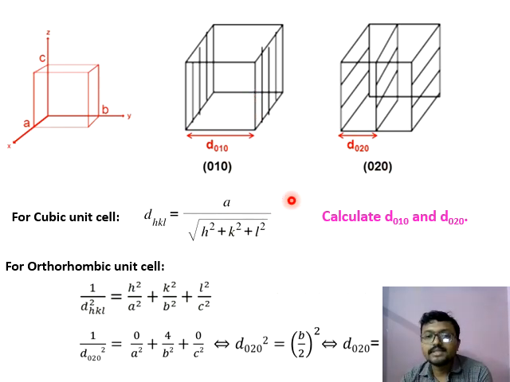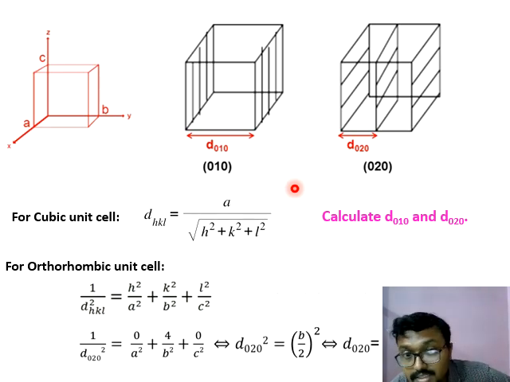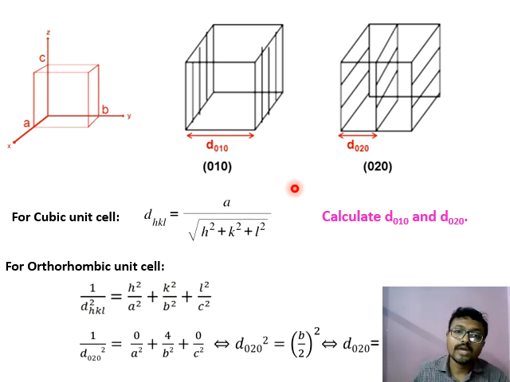Now, if we calculate the distance, the value will come in the nanometer range. Since it is in the nanometer range, we can use X-ray radiation. The wavelength of X-ray light is also in the nanometer range. Because of that, we can use X-ray radiation to calculate the distance between crystal planes.